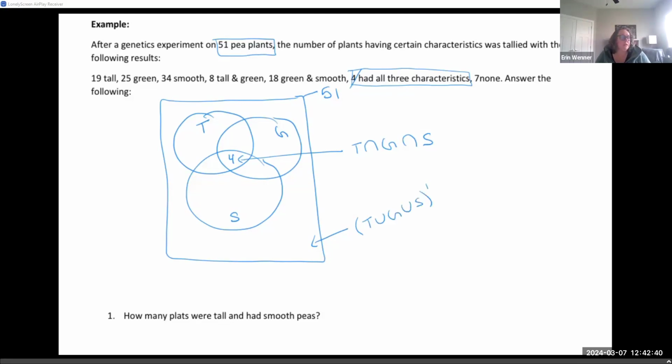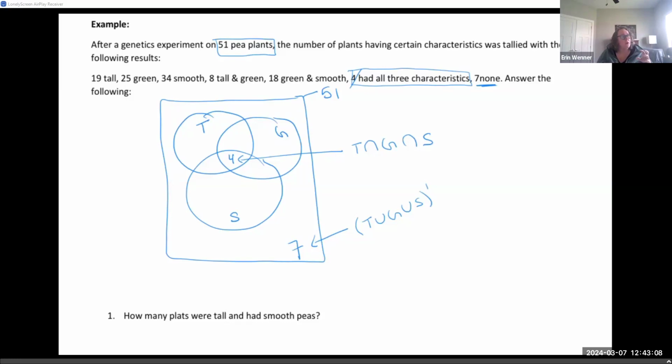So that region out there represents the area that is not tall or green or smooth. It can't be any of those things. So they're short, yellow, bumpy peas, right? For lack of a better way to describe it. And since it tells us that 7 had none of those characteristics, we can put those 7 out there. So from there, we can start moving in and looking at other pieces.